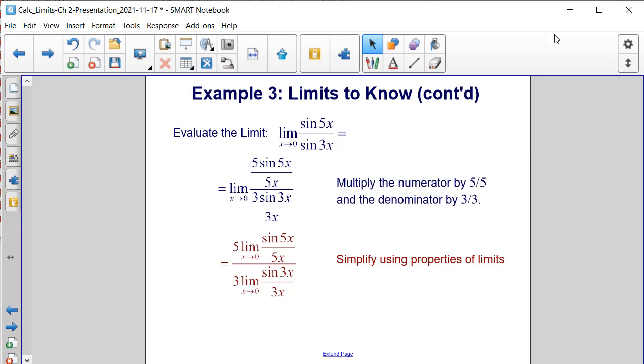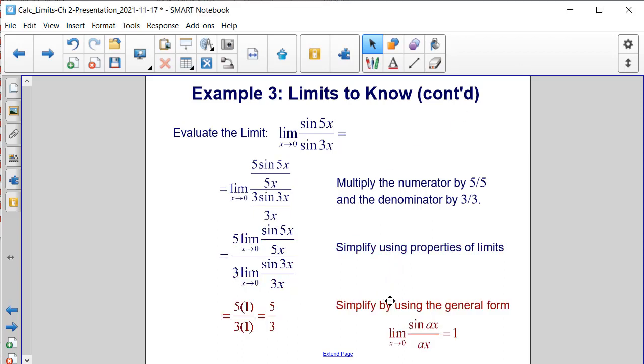x approaches 0. Then we can simplify using the general form of the limit of sine of a times x divided by a times x as x approaches 0 is equal to 1. So because we have the limit of sine of 5x divided by 5x as x approaches 0, and the limit of sine of 3x divided by 3x as x approaches 0, we can substitute 1 in for both of those. So now we have 5 times 1 divided by 3 times 1, which is equal to 5/3.